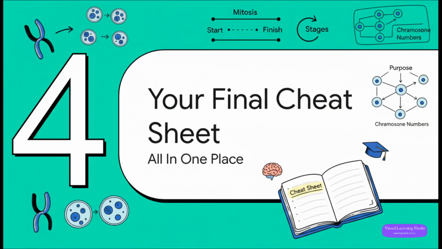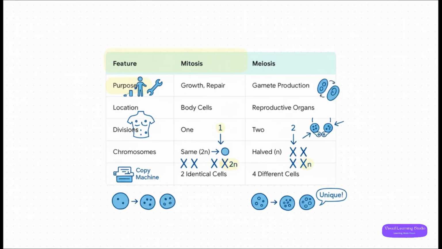Okay, I know that was a lot of info, but you're doing great. We've talked purpose, we've talked numbers, and we've talked stages. Now let's pull it all together into one simple final cheat sheet. This is everything you need all in one spot. Okay, let's do a lightning round. Purpose? Mitosis is for growth and repair. Meiosis is for reproduction. Location? Mitosis is all over your body. Meiosis is only in the ovaries and testes. Number of divisions? Mitosis is one and done. Meiosis takes 2 rounds.